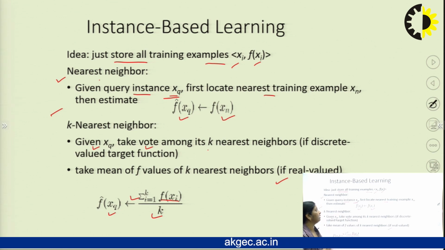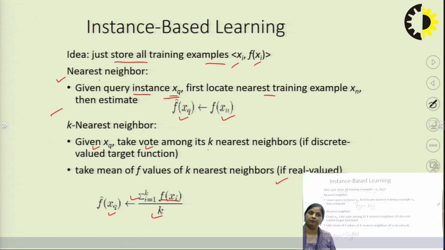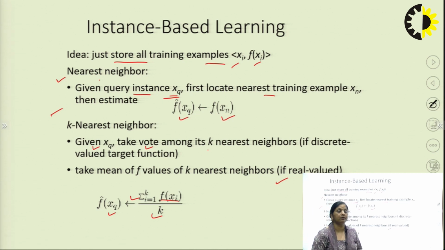So this is the idea: in instance-based learning, we simply store all the examples and then we see the nearest neighbor. When we find the nearest neighbor, the output function will be the same as the nearest neighbor's. If we are using the KNN method, k nearest neighbor, then we find the k nearest neighbors, and according to that we decide which class it belongs to or what the real value answer is.